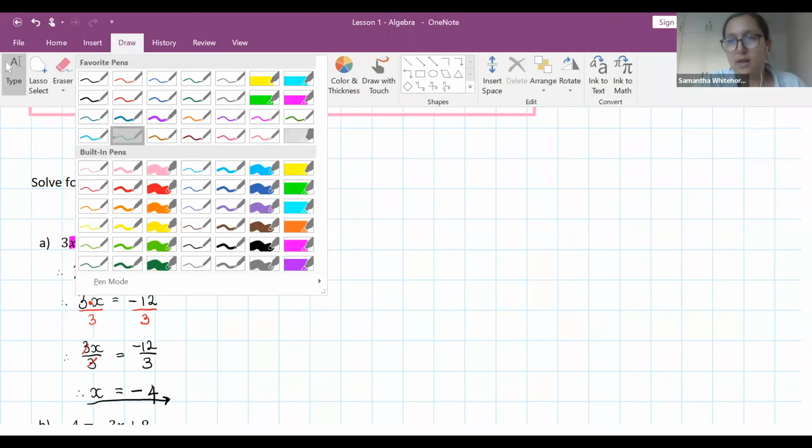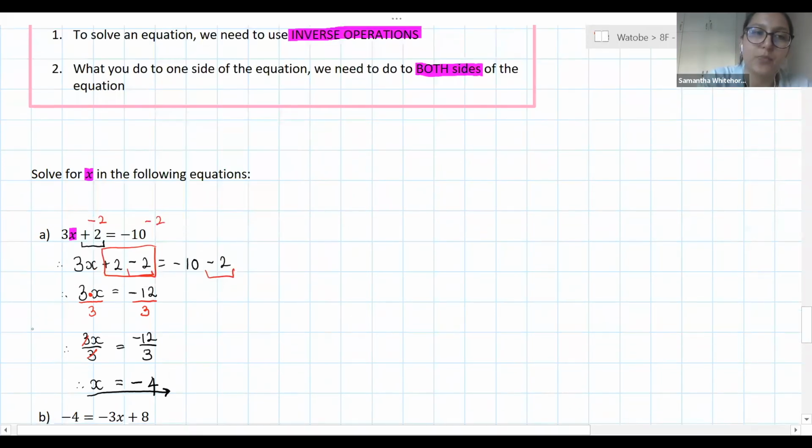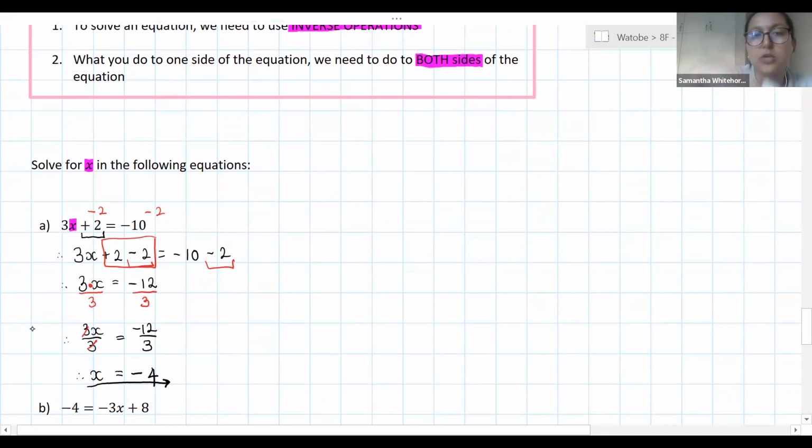You obviously don't have to, and obviously in a test or an exam, we don't want to waste too much time, but you can check yourself. By substituting your answer in, we can do a check. So our original equation was 3x plus 2 is equal to -10. My check is to check that the left-hand side, or LHS, is equal to the right-hand side, because if the equation is equal on both sides, it's true.